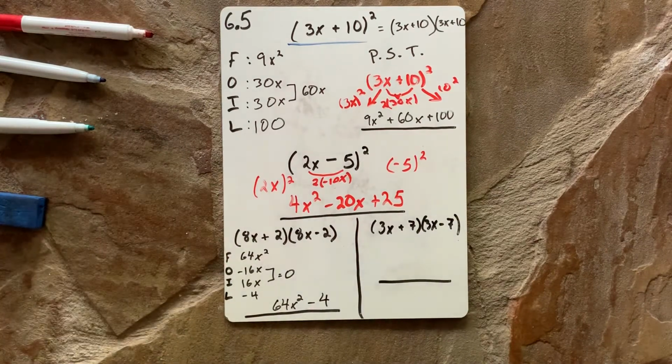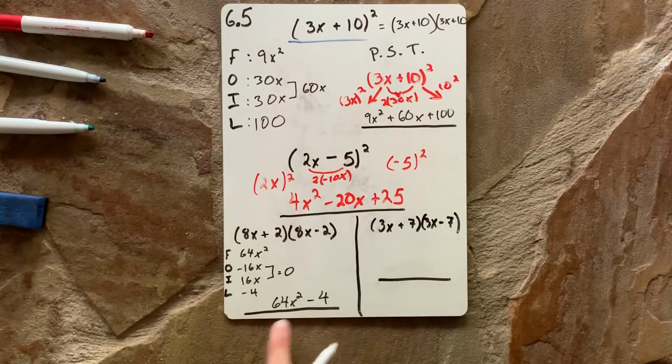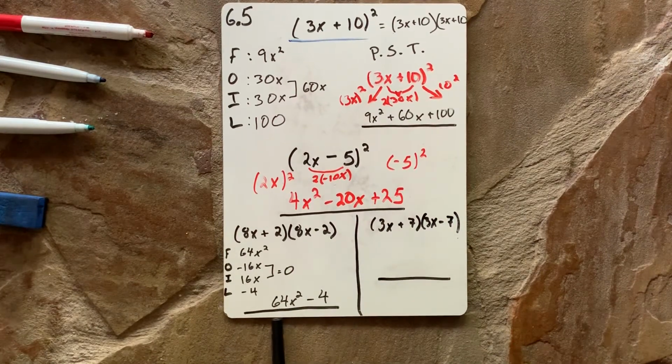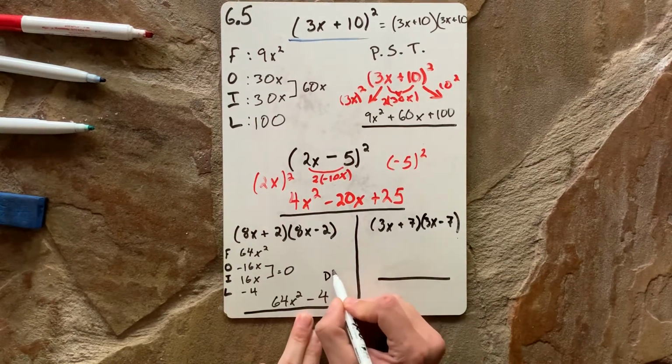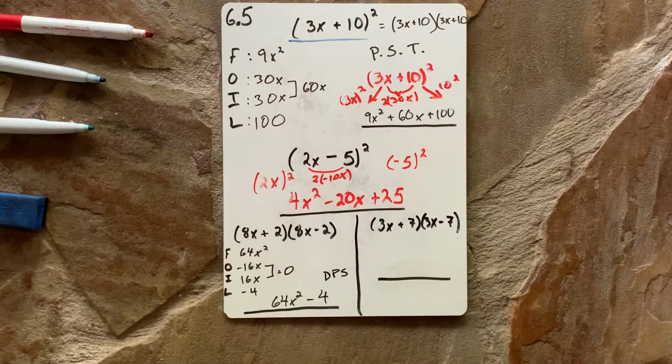So one way you can check to see if it fits that pattern is it should only have two terms. Both terms are numbers that are perfect squares. So 64x squared is a perfect square. 4 is also a perfect square. And then there's only a minus sign in the answer. And what we call this pattern is called a difference of perfect squares, DPS for short.